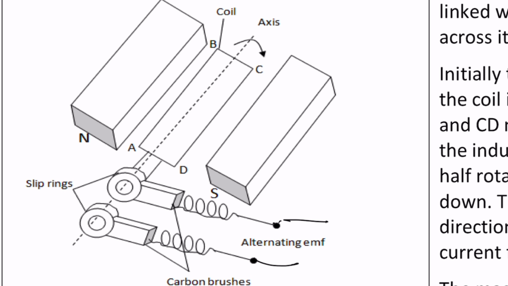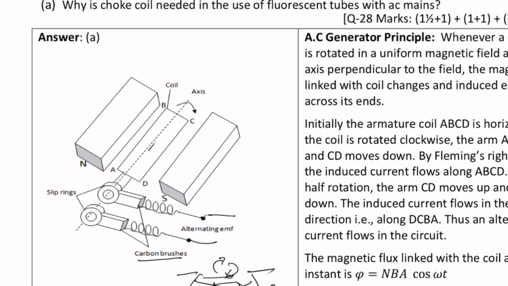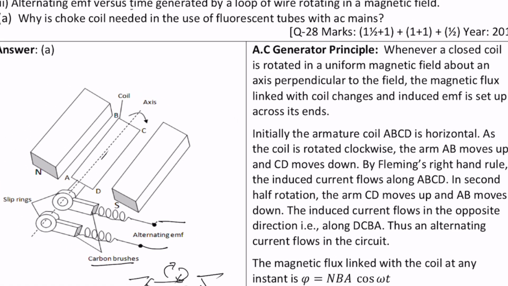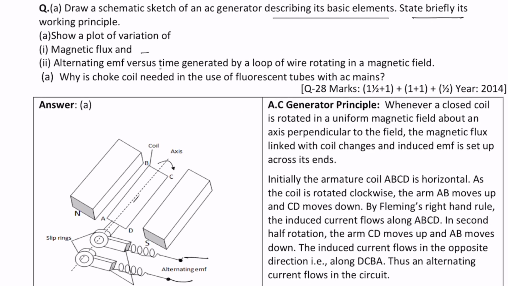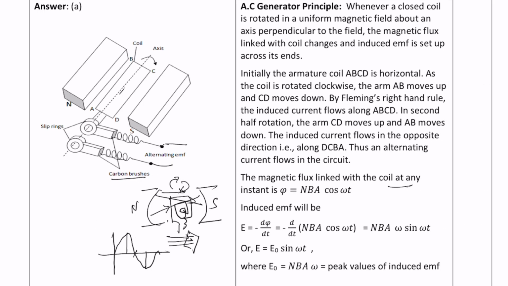The more the turns, the more will be the induced EMF, by electromagnetic induction. This is the axis of this coil, correct? So this is a simple AC generator schematic diagram. The principle I have already explained, you can read it out. The magnetic flux linked with the coil is NBA cos omega t.